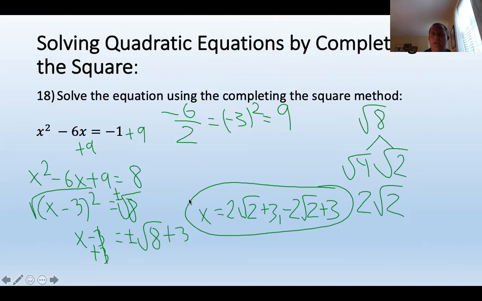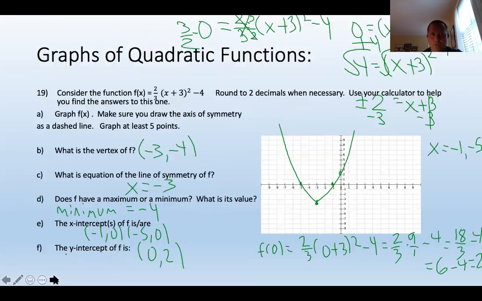We need to try to break down the square root of 8 and simplify it, and so I did that off to the side over here. The largest perfect square that'll factor into 8 is 4, and 4 times 2 is 8. The square root of 4 is 2, so this is 2 square root of 2. And so you have plus or minus 2 square root of 2 plus 3. So you have to separate your two answers. X equals 2 square root of 2 plus 3, and then comma negative 2 square root of 2 plus 3 would be your two solutions.